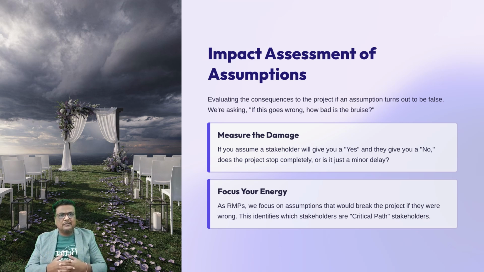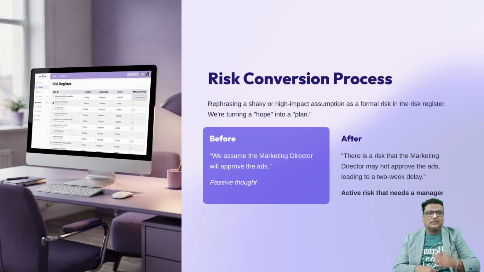So, now that we've started weighing the danger of being wrong, you might be wondering how we turn these dangerous beliefs into real risk entries. Well, that brings us right into our next step, which is the assumption to risk conversion. This brings us to the risk conversion process. Technically, this is the act of rephrasing a shaky or high impact assumption as a formal risk in the risk register. In our simple classroom terms, we are turning a hope into a plan.